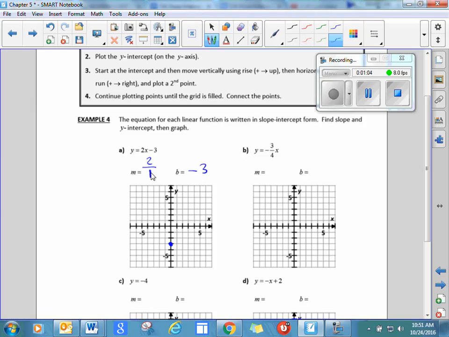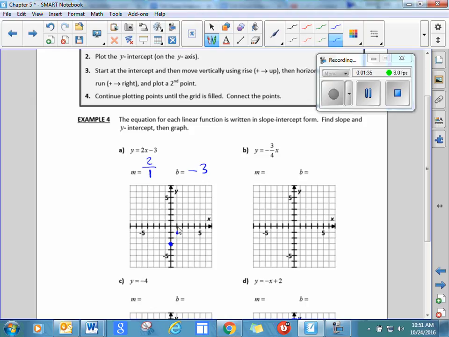Now, we need to identify whether our slope is negative or positive because our line is either going to start low and rise up, or it's going to start high and fall. And that is dependent on whether the slope is positive or negative. Our slope is positive so that we know when we start here and we rise up 2 and run 1, we're going to go this way because we need to start low and go high from left to right.